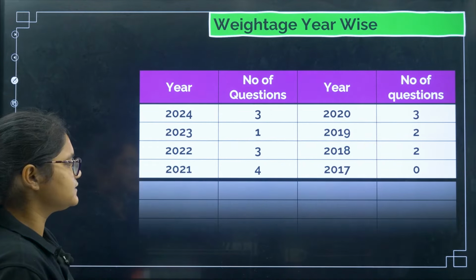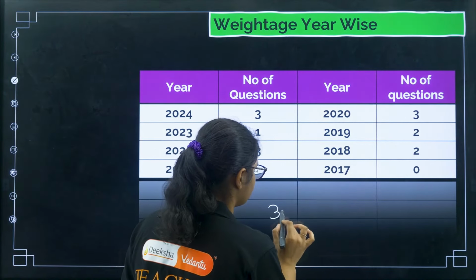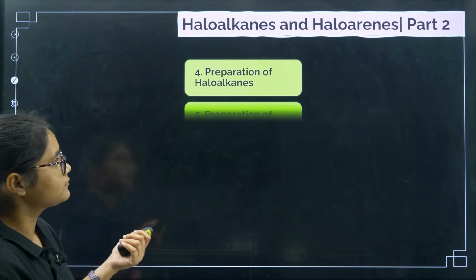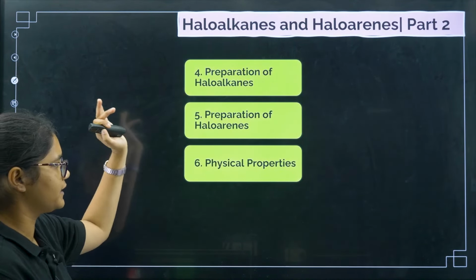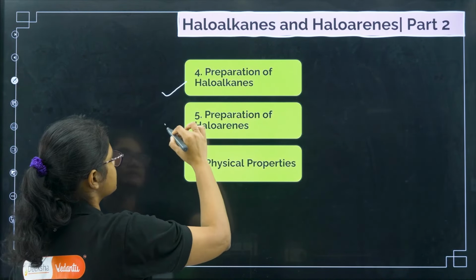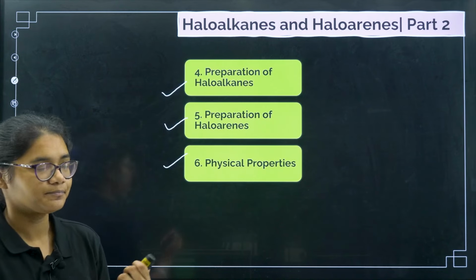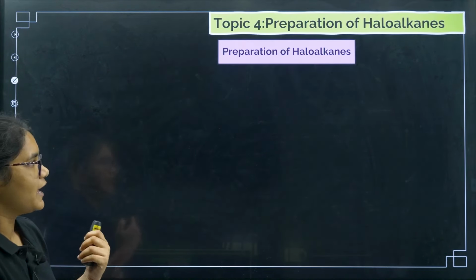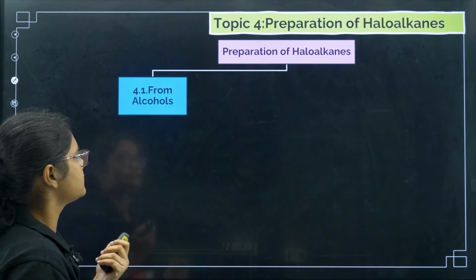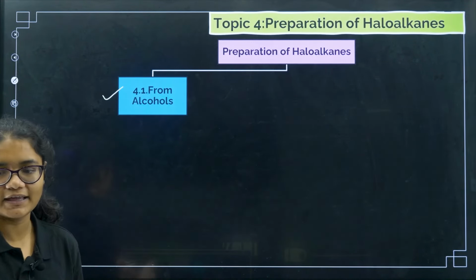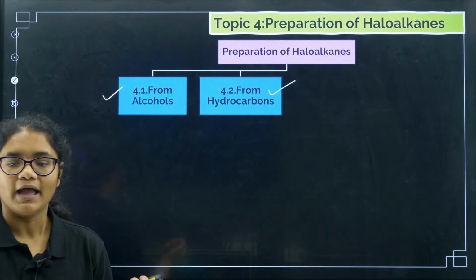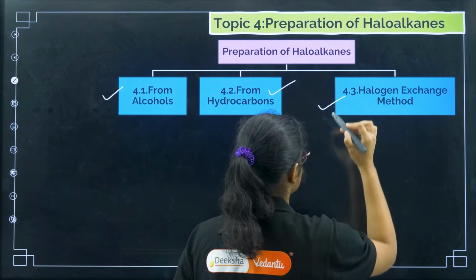Weightage wise, you can expect almost 3 to 4 questions every year from this chapter, okay. Now coming to today's lecture, that is preparation of haloalkanes, preparation of haloarenes and physical properties. These are the 3 topics that we are going to discuss in today's class. Now coming to preparation of haloalkanes, there are 3 important methods. The first one is from alcohols. The second one is by using hydrocarbons, and the third one is from the halogen exchange method.